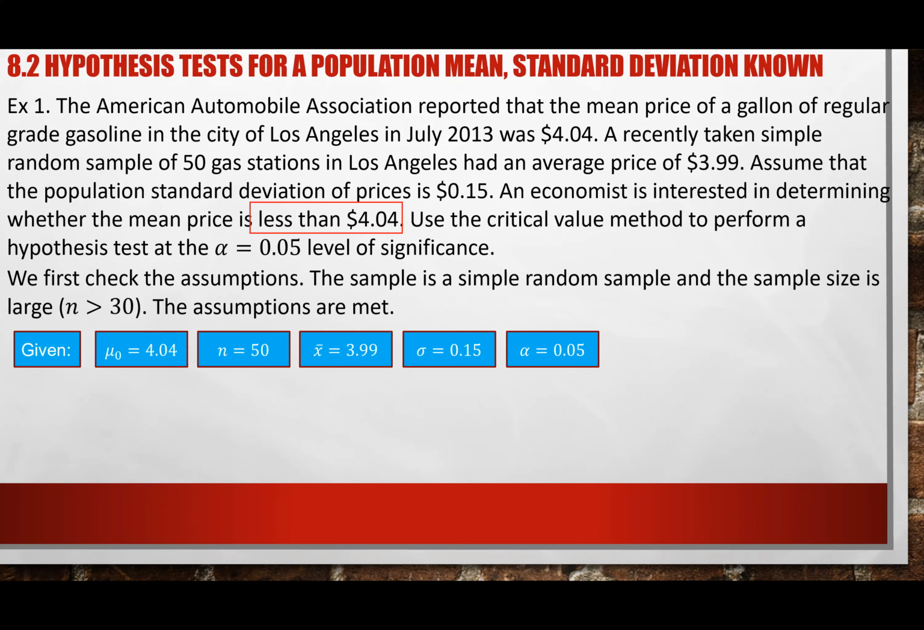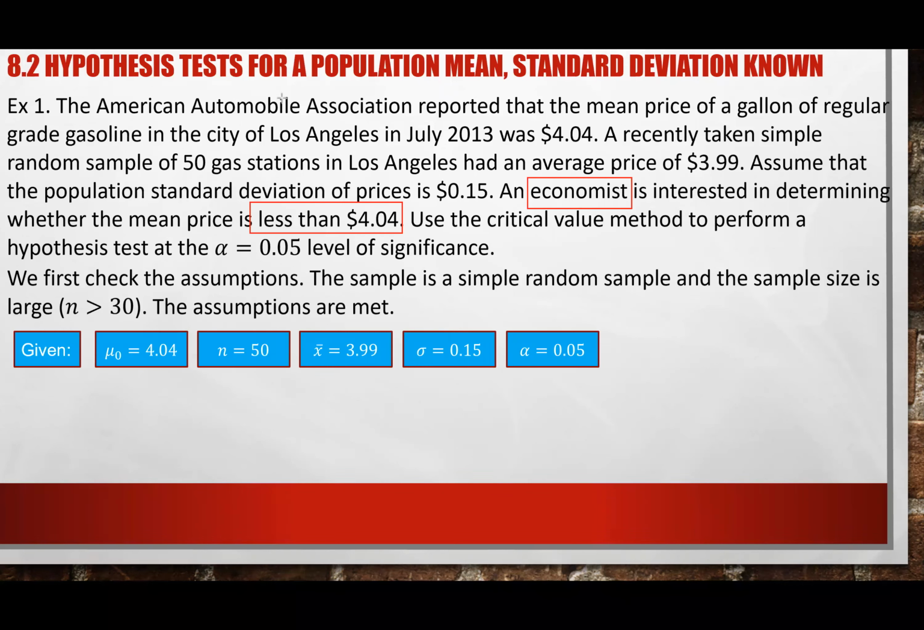Most of the time I ask my students to look at your claim. Look at what the economic claim is. Or if you were this person here, what are you trying to claim? What are you trying to prove? Well, we are interested to determine if the mean price is less than the specific value. Just ask yourself, what is the specific value? The specific value is the mu sub 0.